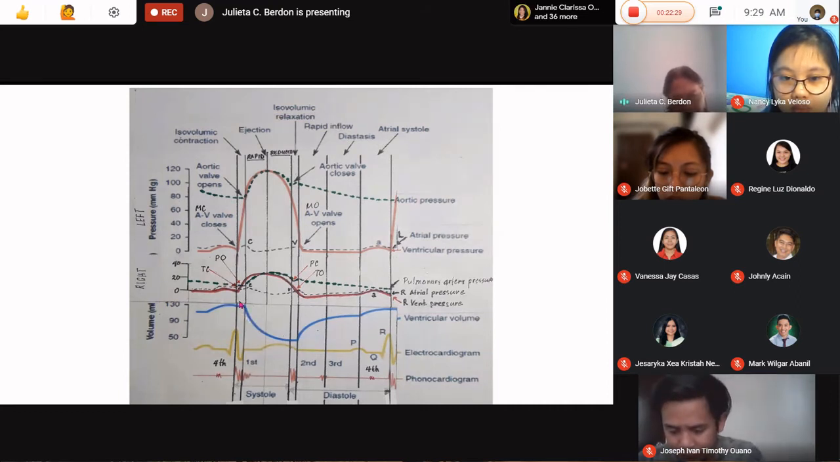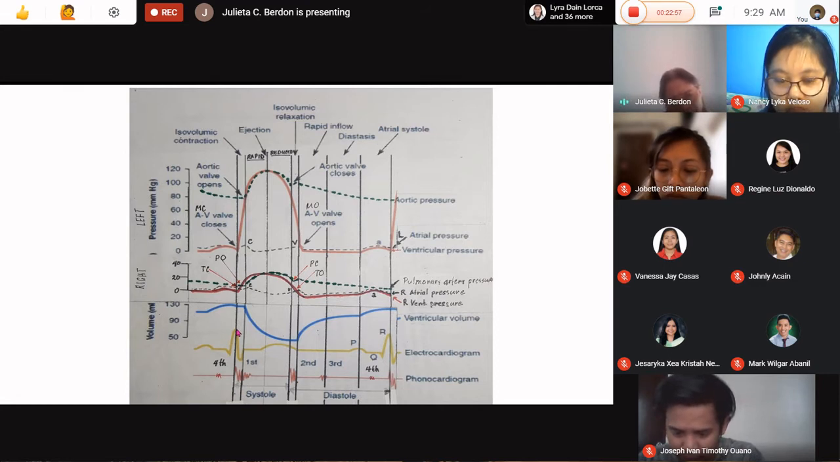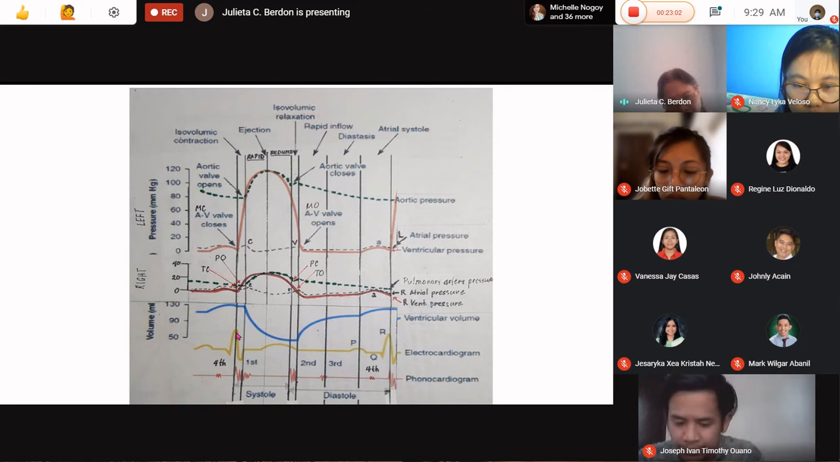We start here, and it is preceded by ventricular depolarization. Look at your ECG tracing here. This line marks the onset of systole, and it occurs at about the peak of your QRS complex. So depolarization of the ventricle will now start the contraction of the ventricle.